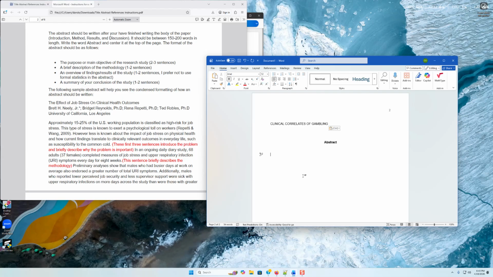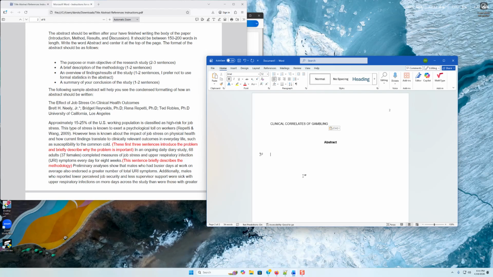So people read the abstract in about 20 seconds. They skim right through it. And so the abstract's got to be short, 150 words maximum, and to the point. Short and to the point. The first 2 or 3 sentences should talk about the main objective of the research study. Then you should have another one or 2 sentences describing the methodology.